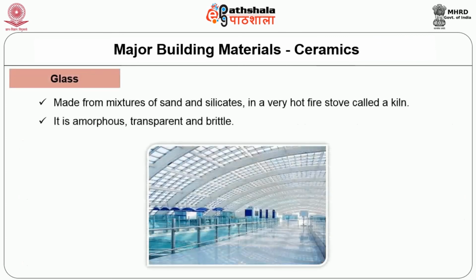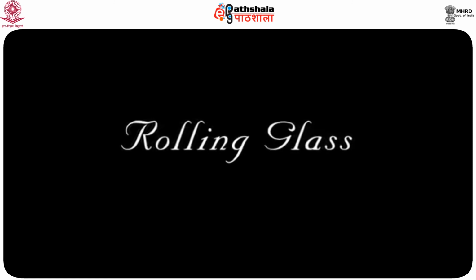Glass. It is made from mixtures of sand and silicates in a very hot fire stove called a kiln. It is amorphous, transparent and brittle. We can see the video clipping on the making of the glass sheet now.